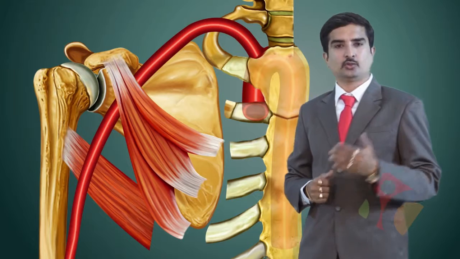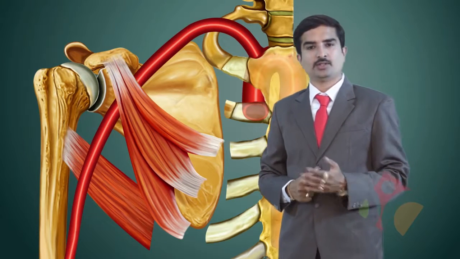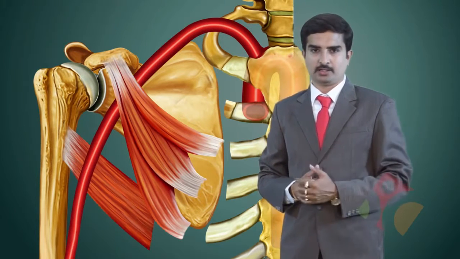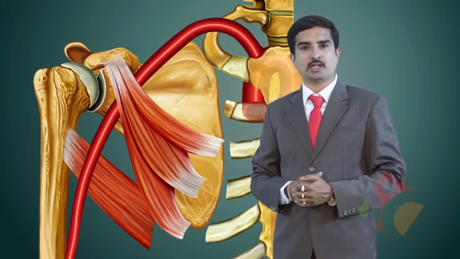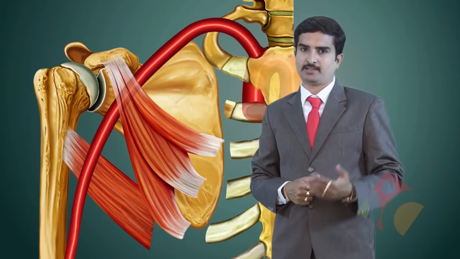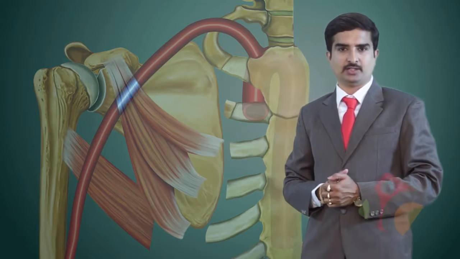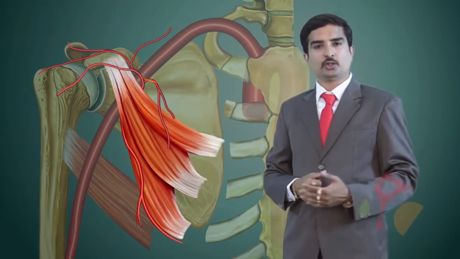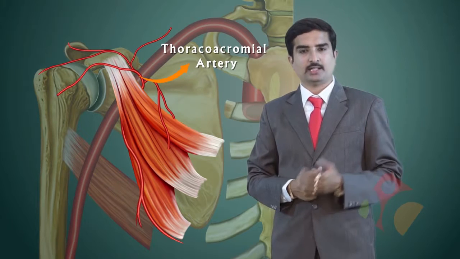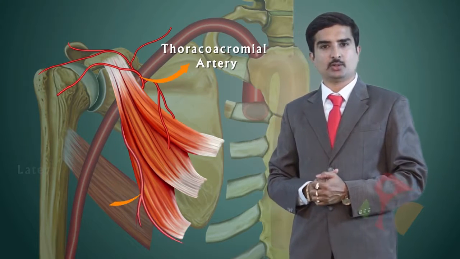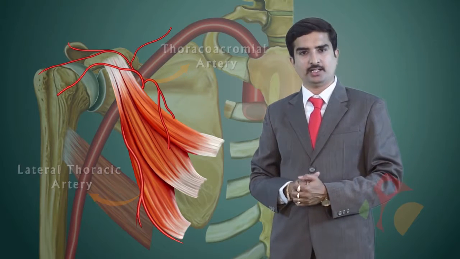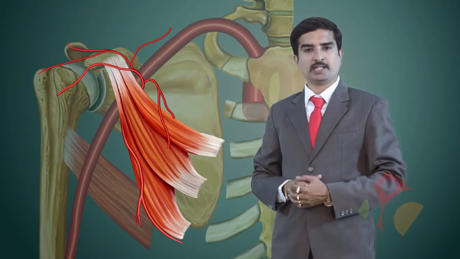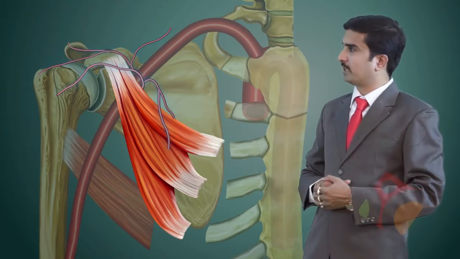After studying the superior thoracic artery, which is the branch of the first part of the axillary artery, now I am going to explain the two branches which arise from the second part of the axillary artery. They are the thoracoacromial artery, and the second one is the lateral thoracic artery. Let's discuss these two arteries in detail. First, I am going to explain the thoracoacromial artery.